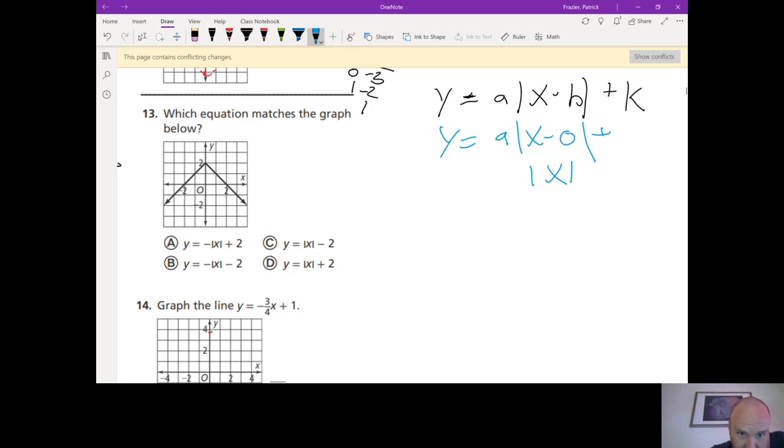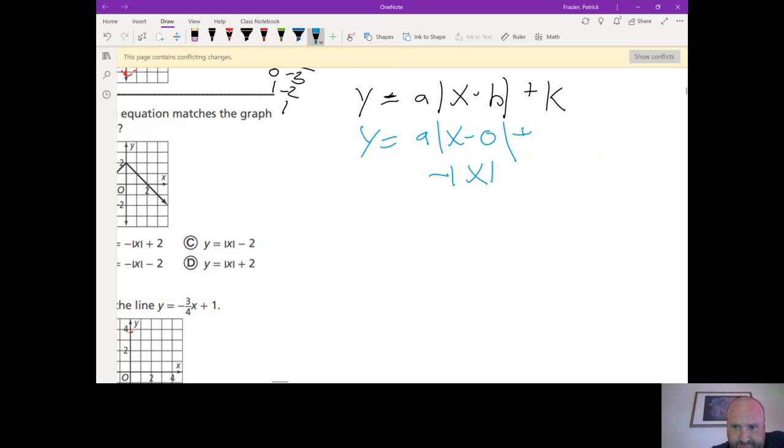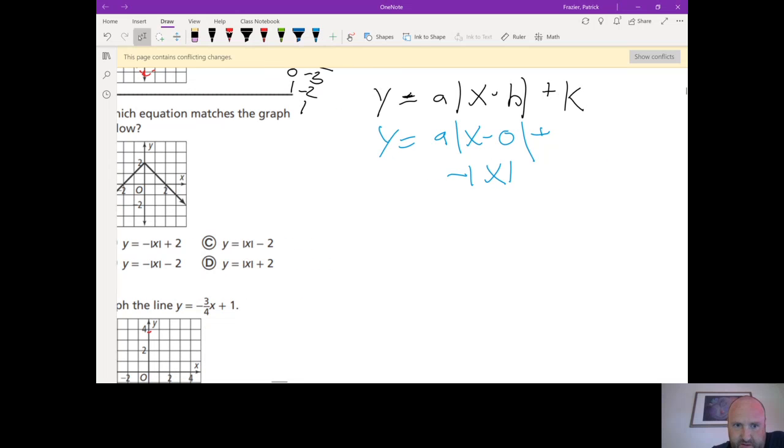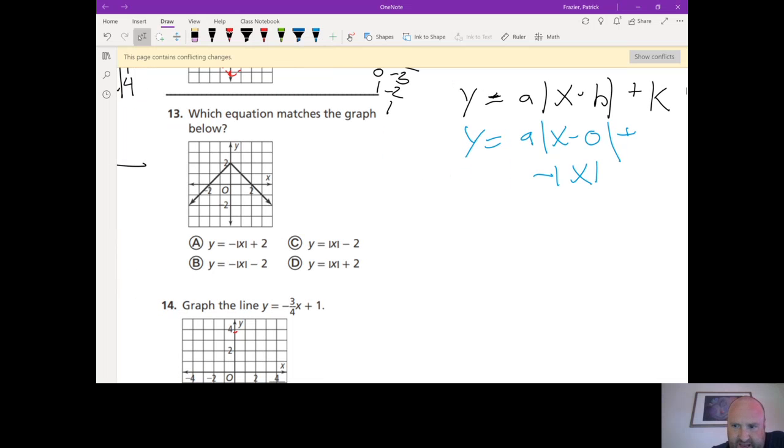And because we're going in the opposite direction here, for a, it's a -1, because we're flipping the V upside down. That is the parent function upside down. And then plus k, in this case, we went up 2 over here, so it's plus 2. And let's just make sure of that, do a quick table.